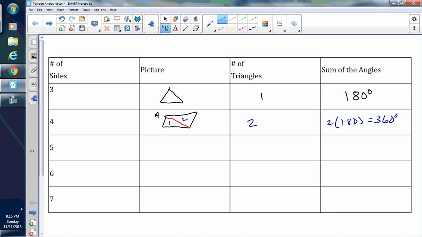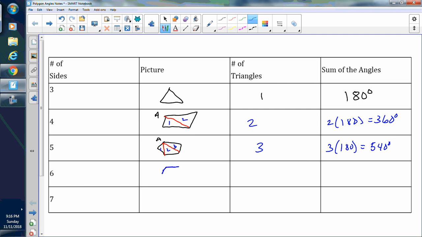Now we talk about a pentagon, a 5-sided figure. Take a vertex A, draw all our diagonals that we can. We find out that there are a total of 1, 2, 3 triangles. Each of those triangles has 180 degrees. And so overall that total is 540 degrees.